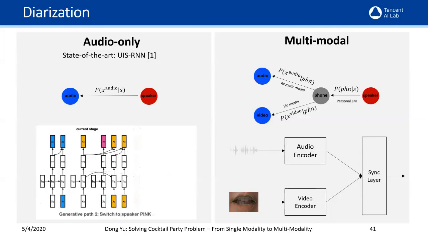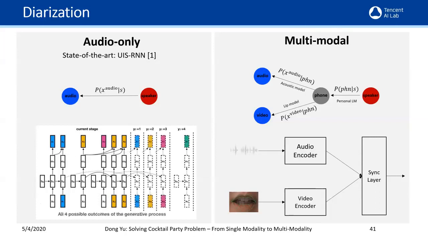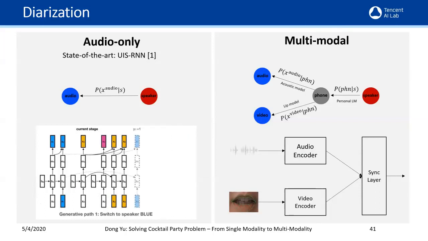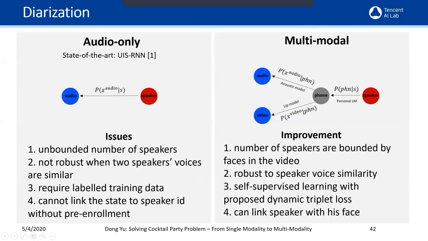Multi-modality can also help improve diarization. This is because with multimodal information, the decision can be made with more information. There are several limitations in the state-of-the-art audio-only diarization system, such as UIS-RNN. These limitations can be alleviated in the multimodal system.